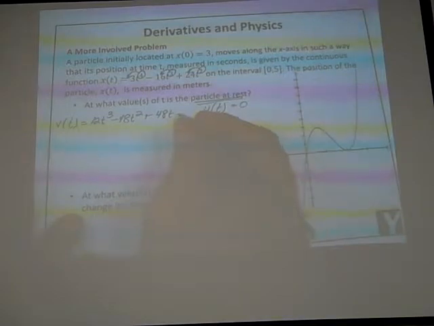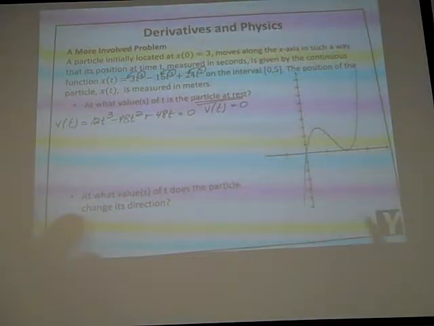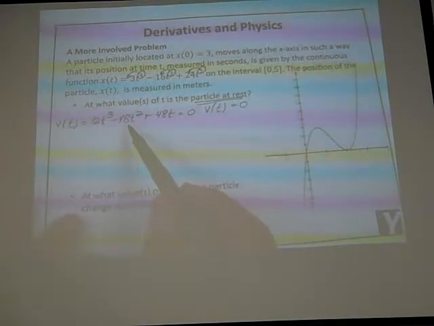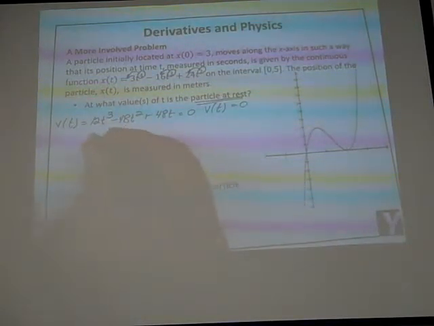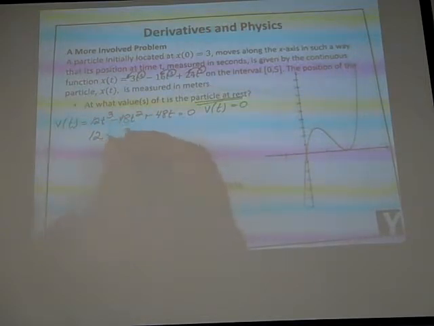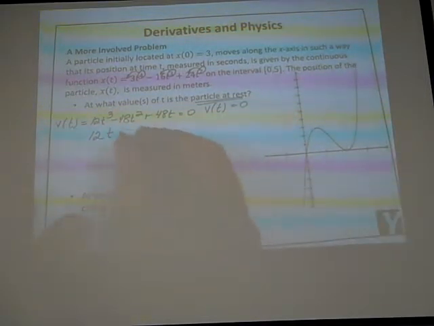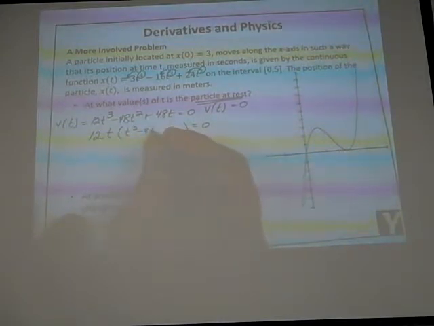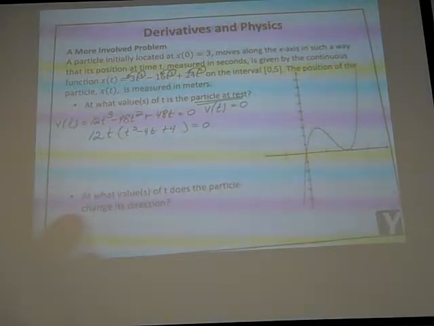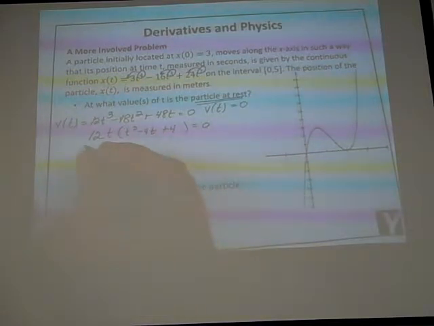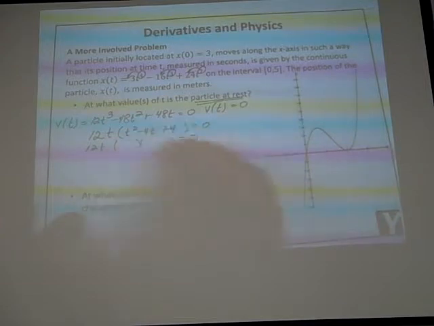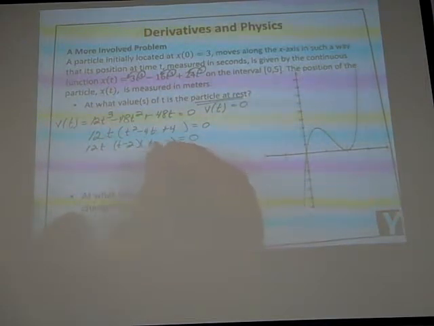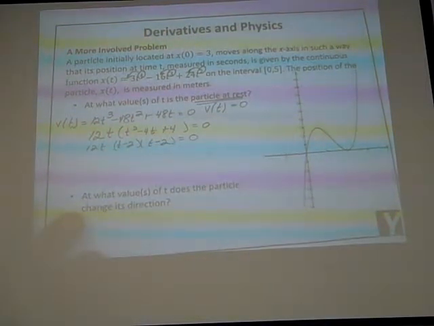I need to know where that equation is equal to 0. So 12t cubed minus 48t squared plus 48t is equal to 0. I see a common factor of 12. I see a common factor of t. When I do that, I get the new polynomial, t squared minus 4t plus 4 is equal to 0. I'm pretty sure I can factor this polynomial. That's going to be t minus 2 times t minus 2.